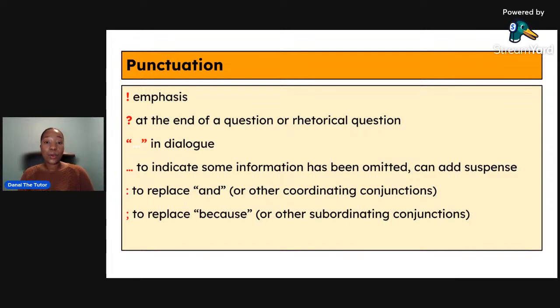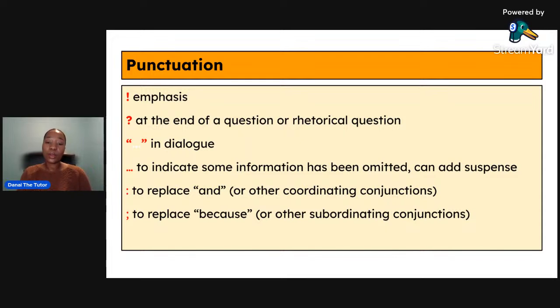And then colons, you can use them a range of ways, but to simplify it, you can just use it to replace the word and, okay? So where you might use the word and, replace it with a colon. This applies to other coordinating conjunctions. What do I mean by that? I mean conjunctions like and, but, so, yet. You can replace those with a colon, okay? So you can just simplify it for yourself in that way.